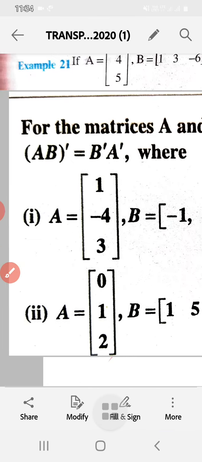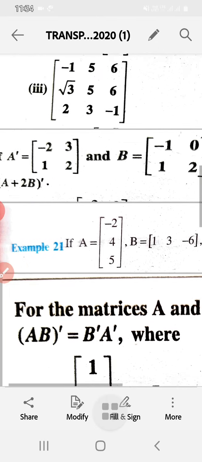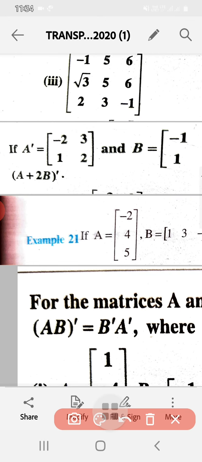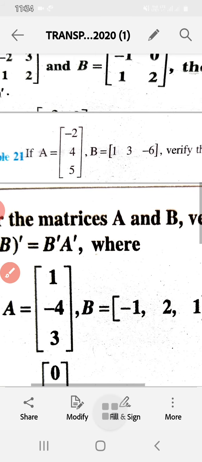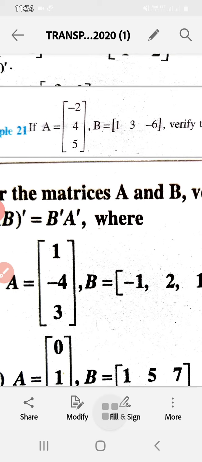So what we have covered here is, see, this one is over here. So now let us go for the next example here.